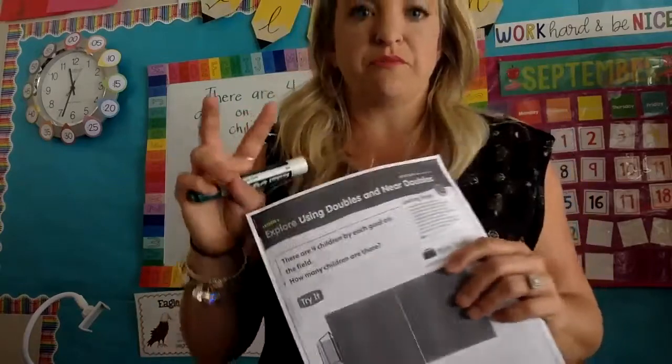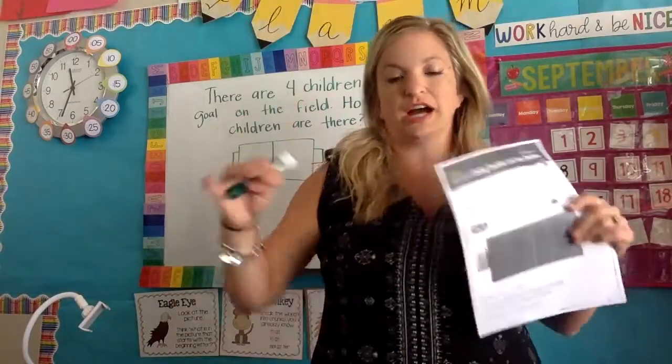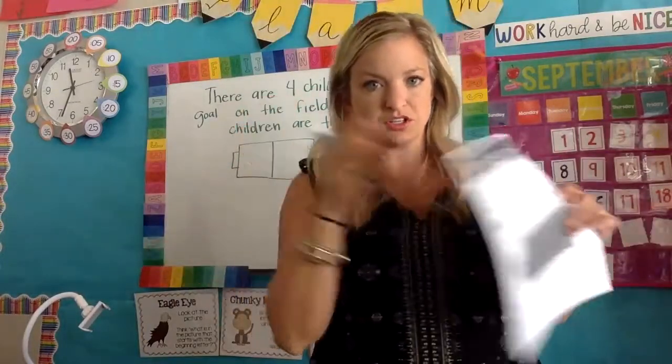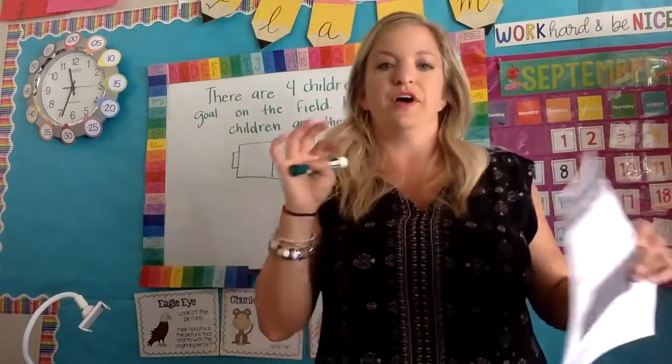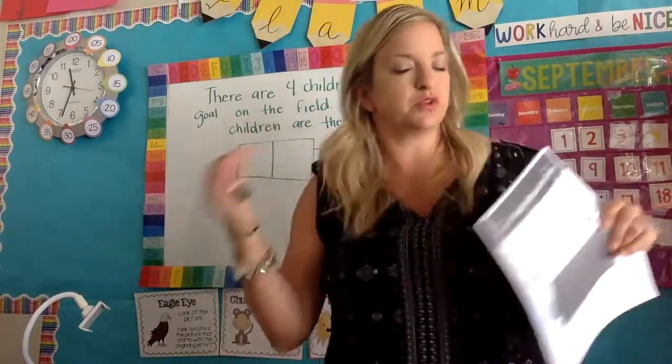Okay, doubles are where the numbers match. So like 2 plus 2, 4 plus 4, 3 plus 3, but then you always are adding in one more. So it's called a near double, 2 plus 2, and then one more, 2 plus 2 plus 1.